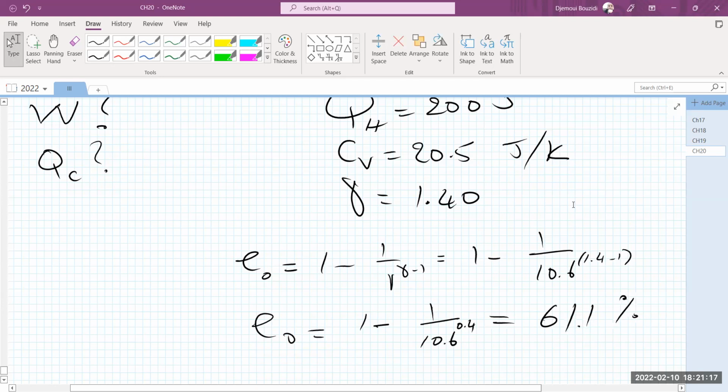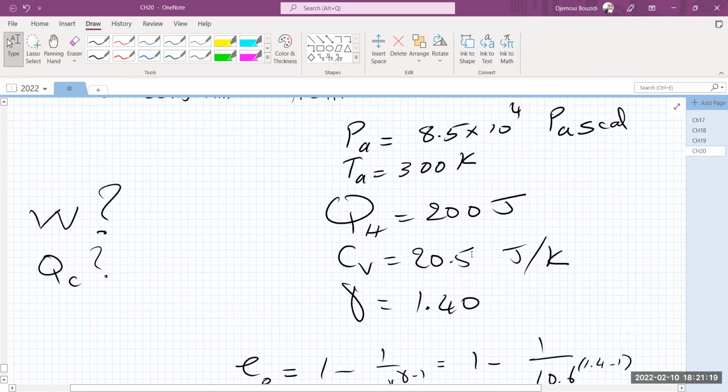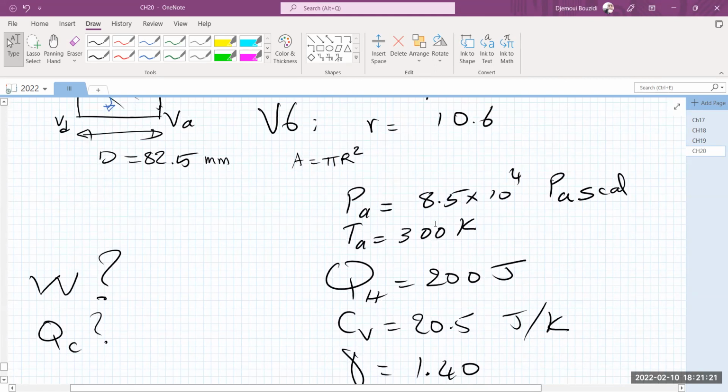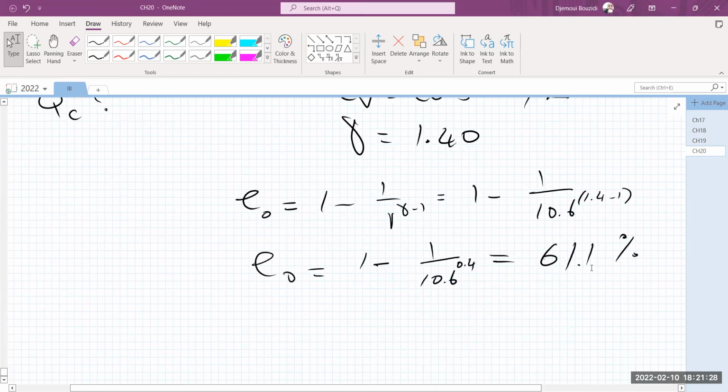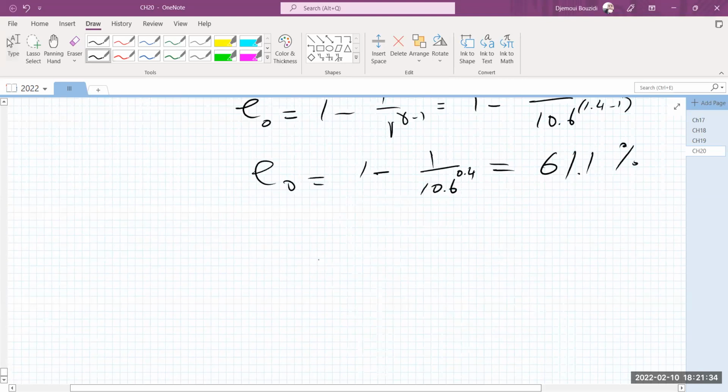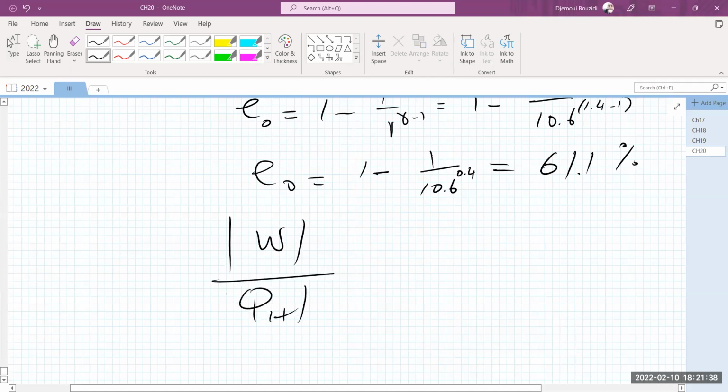The reason why I'm retaining that one is because it looks like they have 3 sig figs everywhere. These are known values, okay? Let's assume it's 3 sig figs. Anyway, if it's 61%, that's the efficiency of this engine. So now we can find what W is. W over QH is equal to 0.611, and we have QH, which is 200. So I can tell you what W is.